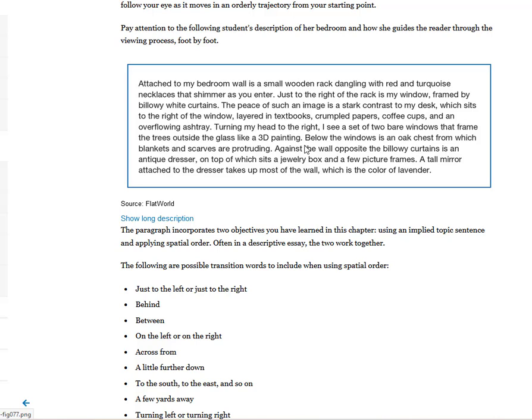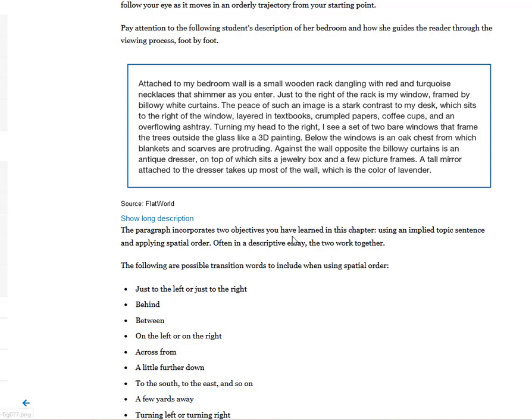So here I describe the spatial order in space of what my study room looks like. And I use a lot of prepositional words like next to, behind, under, on top of. In this example, attached to my bedroom wall is a small wooden rack dangling with red and turquoise necklaces that shimmer as you enter. Just to the right of the rack is my window, framed by billowy white curtains. So here you describe your room.